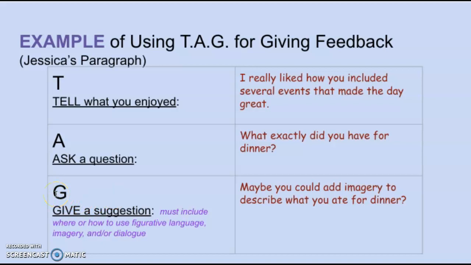When you're giving a suggestion, remember that the scenario says you must include where or how to use figurative language, imagery, and/or dialogue. So you need to find somewhere in that paragraph that Jessica wrote about how she can improve with figurative language, imagery, or dialogue. So you might suggest, maybe you could add imagery to describe what you ate for dinner. Because all Jessica said was that they ate at In-N-Out, but she didn't say exactly what she ate. And it's really easy to add imagery to food.